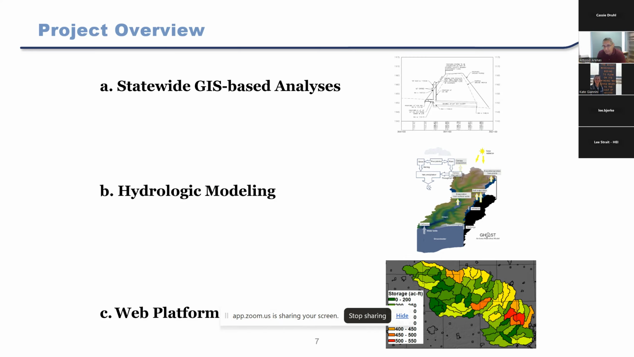So the first element is, as you can see here in the slide, a statewide GIS analysis. Our research team went over each one of the HUC 12 watersheds in the state of Iowa and identified locations where culverts could be transformed into on-road structures. So that's available for Iowa's 99 counties.